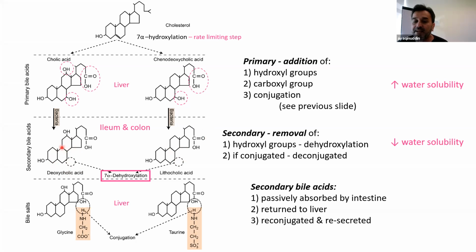And these secondary bile acids, because you have removed the hydroxyl group, become deoxycholic acid and lithocholic acid by the action of bacteria. So the action of bacteria in the ileum and the colon will result in two things. One is deconjugation, which is the removal of glycine and taurine, and the other is dehydroxylation, resulting in the formation of the secondary bile acids. And these secondary bile acids, because they are no longer water soluble, are passively absorbed through the intestinal wall, returned to the liver to get reconjugated and resecreted.